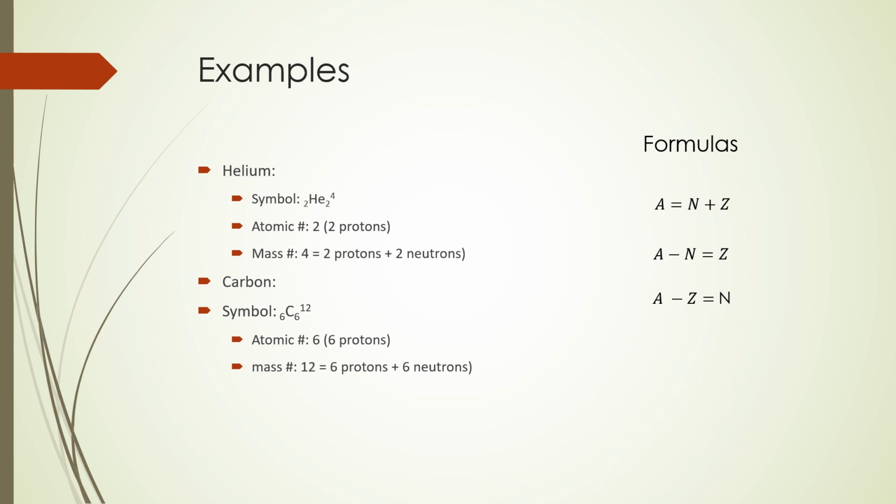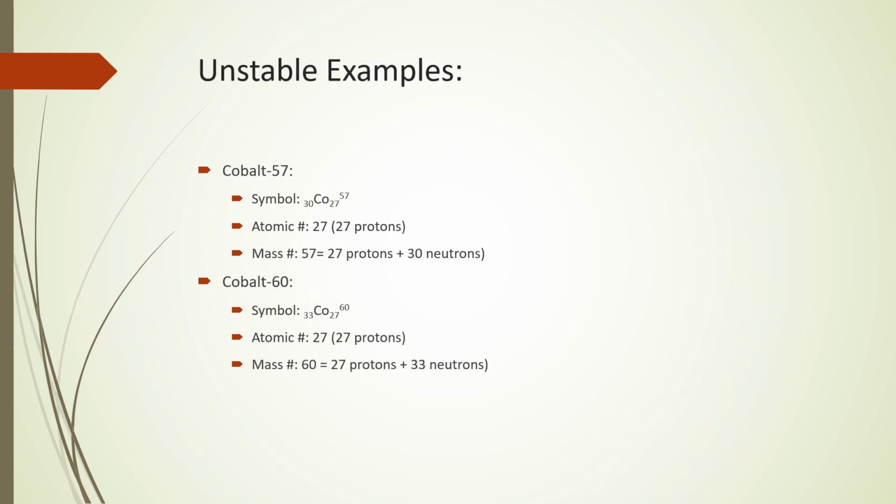We can see the second example of the element carbon shown. An atom having 6 neutrons, 6 protons, and a mass number of 12 is called carbon. You can have a variation of carbon where you have 8 neutrons, 6 protons, and that element is called carbon-14. An example of an unstable element is cobalt-57, a common radionuclide used in nuclear medicine, and also cobalt-60. Both cobalts have the same number of protons, which is 27, but cobalt-57 has 30 neutrons and cobalt-60 has 33 neutrons. So the mass number of cobalt-57 is 57 and the mass number of cobalt-60 is 60.